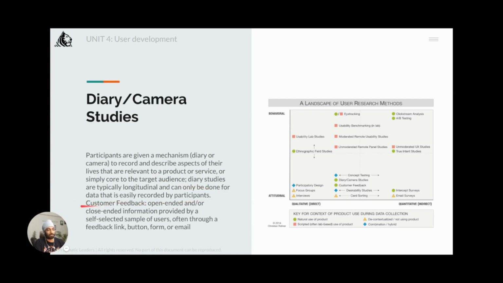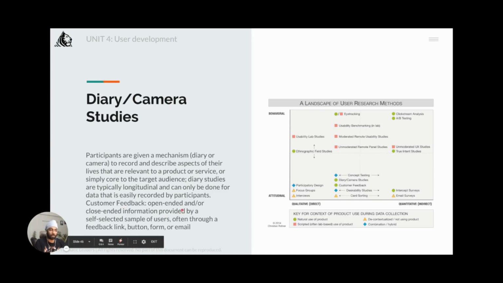Next point is customer feedback, which is this method. It's open-ended or close-ended information provided by a self-selected sample of users. So basically, you're taking a survey. For example, and you would have done this a number of times, right? You would have received an email from Make My Trip or from someone asking, "भाई आपको कैसा लगे service?" And then you can either choose to give a solid feedback, or even restaurants nowadays, right? They will come back with a paper which will have feedback, a questionnaire which you can fill up and submit. Correct. That is customer feedback.